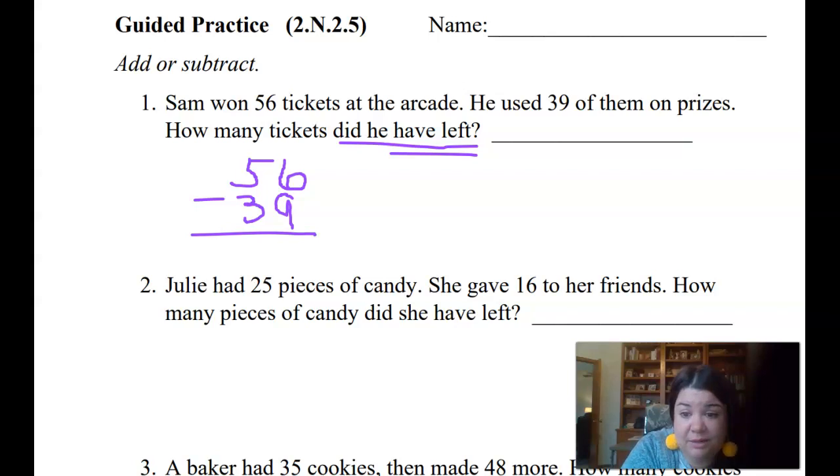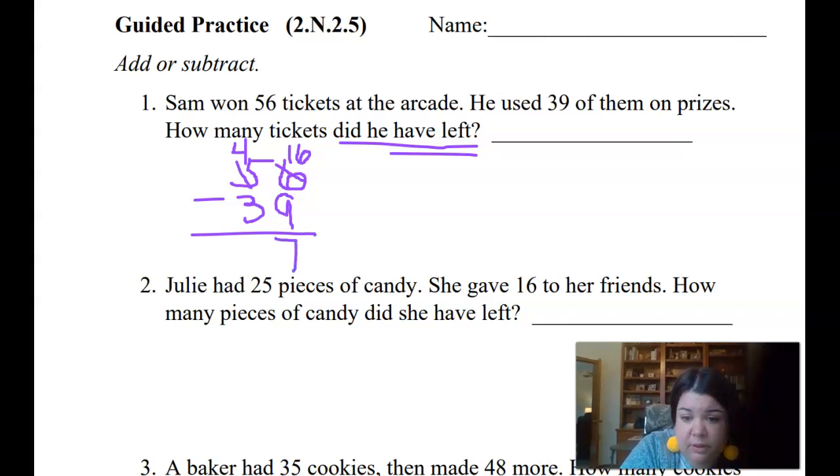Okay, well, we can't take 9 from 6, so we have to borrow. So we cross that out. This becomes a 4 now, and this becomes 16. That's a big number. Maybe I don't know that. So I'm just going to count up with my fingers. 9, 10, 11, 12, 13, 14, 15, 16. And I stop at 16. That tells me I have 7.